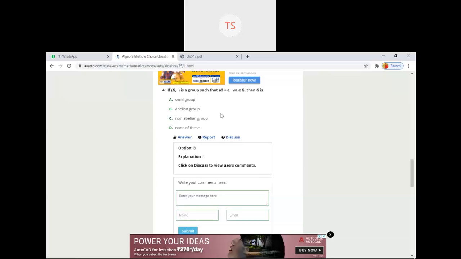What is a² into b²? If you take two elements a and b, now calculate a² into b². What is the value of a²? e. So in place of a², you can write e. Now again in place of b², you will write e. So a² into b² gives e into e, which is equal to e. Now multiply b² into a².